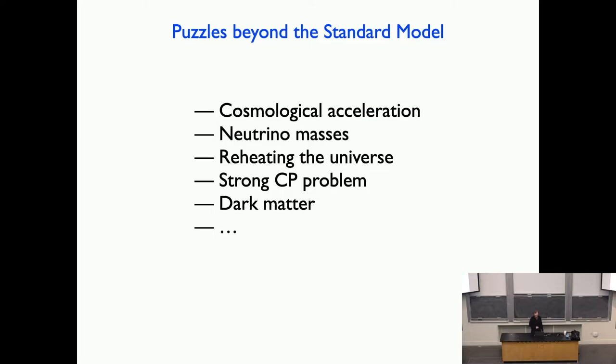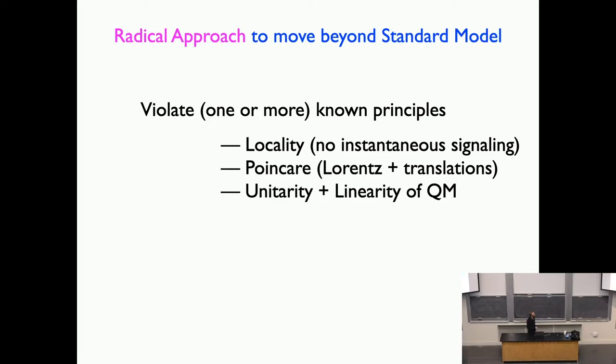Now, to set the stage, there are perhaps two approaches you could take to physics beyond the Standard Model, regardless of what your motivation happens to be. A kind of radical approach would be to violate one or more of the known principles of nature. You could summarize the basic principles as perhaps three. The first, which I've listed, is locality, and by that I mean there is no instantaneous signaling from one point in space to another.